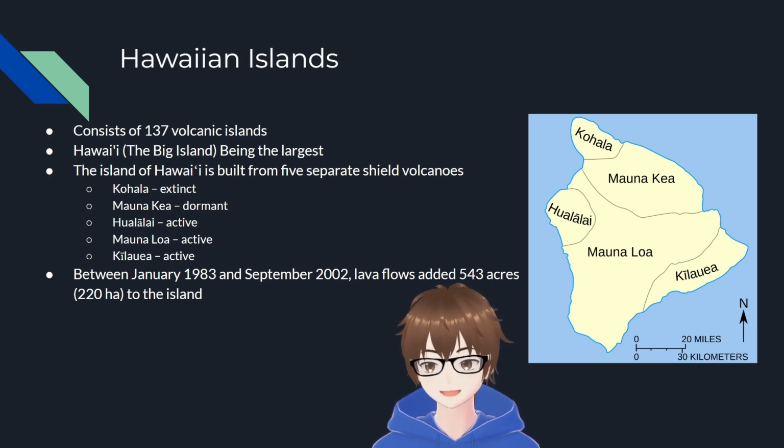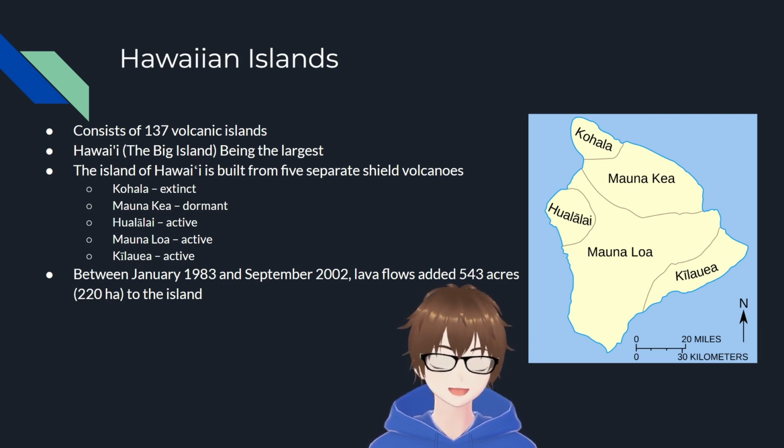The Hawaiian Islands consist of 137 volcanic islands, Hawaii, the big island, being the largest, and that's the one we're going to go over. The island of Hawaii is built from 5 separate shield volcanoes. We already talked about those, kind of lower to the ground, not very steep or anything like that, kind of looking like a shield. First of the volcanoes, we have Kohala, which is an extinct volcano of the Hawaii island.